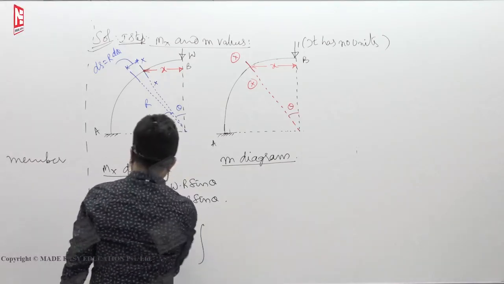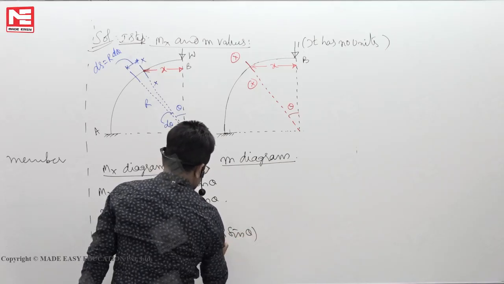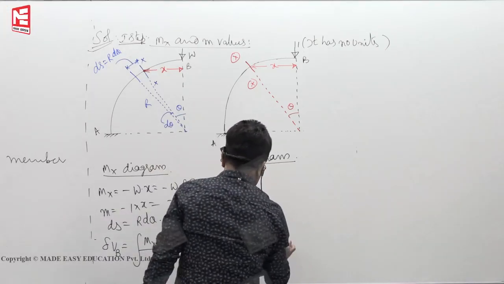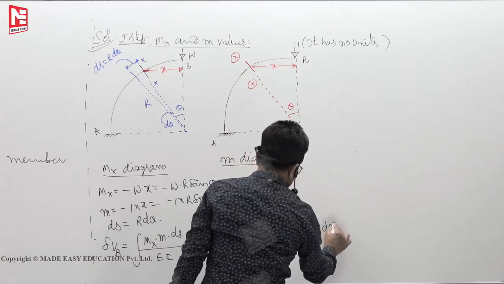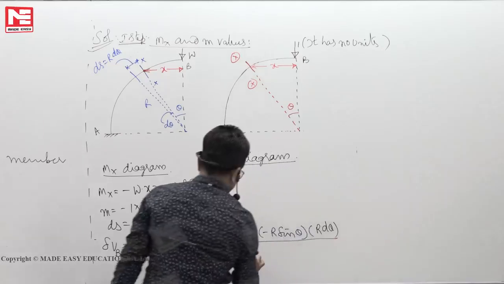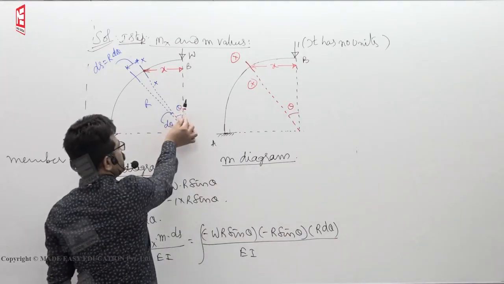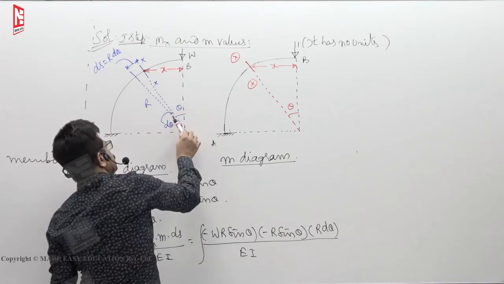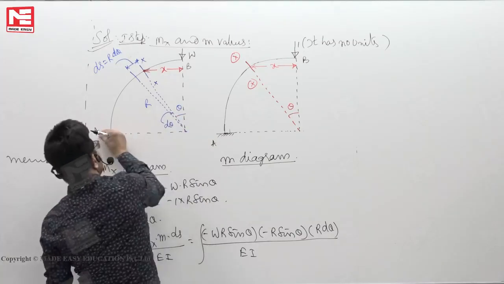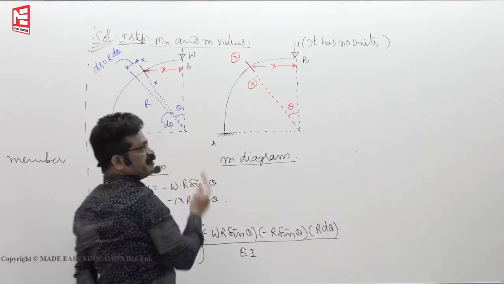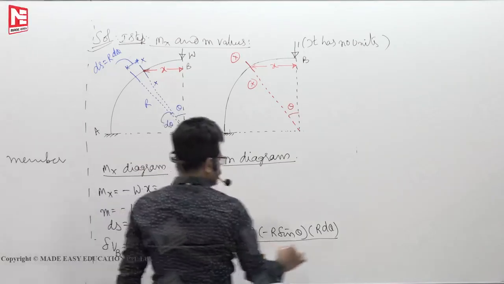So the integral of Mx minus W r sine theta, small m minus r sine theta, ds = r d theta, divided by EI. Now, limits of integration for theta: theta can be 0. If I turn it like this, the d theta I can take here, then theta becomes 0. D theta, if I take a small element here, then it can be 90 degrees. So 0 to pi by 2 radians.